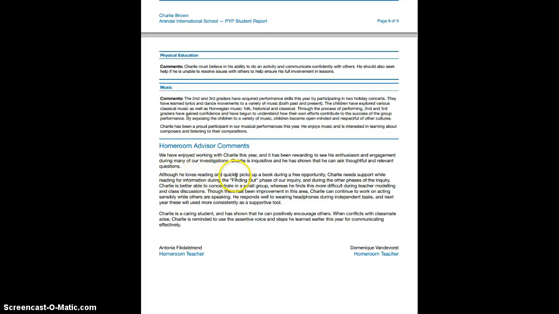Although he loves reading and quickly picks up a book during a free opportunity, Charlie needs support whilst reading for information during the finding out phase of our inquiry. This, for me, is not something that's unusual for a student of Charlie's age, and so I'm not particularly concerned about it. Actually, researching effectively and getting good information out of a book is quite a challenging thing for him, so that's not a surprise. During other phases of the inquiry, Charlie is better able to concentrate in a small group, whereas he finds this more difficult during teacher modelling.